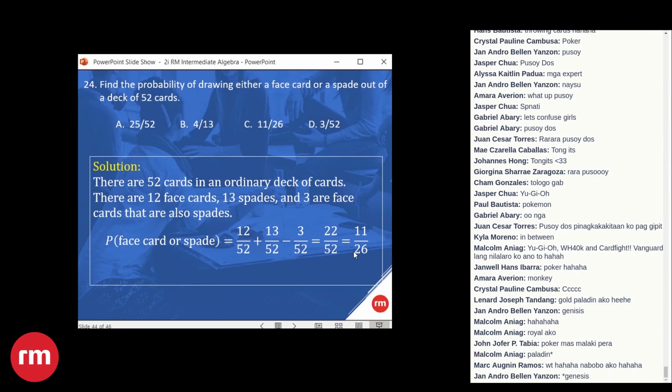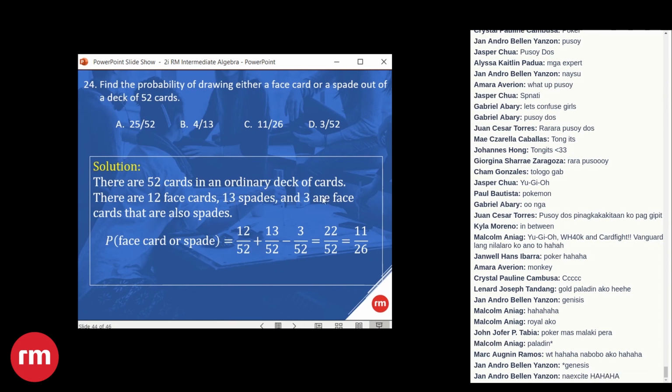You need to ask your parents din naman. Ano? So, bakit ngayon may minus? Because the 3 are common. If you simply add these 2, maka-count twice yung tatlong face cards that are also spades. Okay? So, 22 over 52 is simply 11 out of 26.